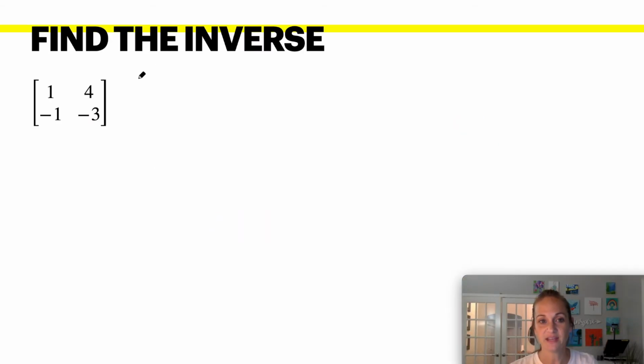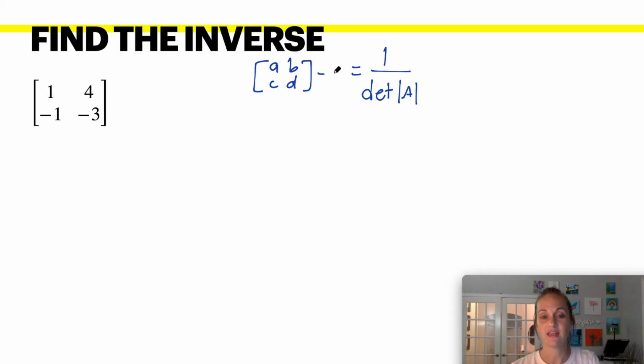In order to find the inverse by hand, you're going to follow the formula that states 1 divided by the determinant of the matrix. And if the matrix is A, B, C, D, then the inverse of that is going to be 1 divided by the determinant of the matrix. And then your new matrix is going to be D, A. They're going to swap sides. And it's going to be negative B, negative C.